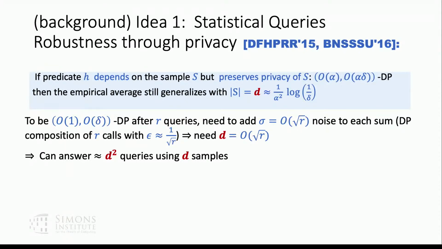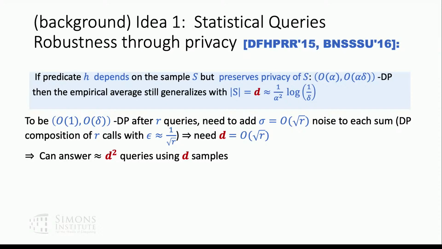Then as long as the predicates that we generate preserve this DP, the empirical average will still generalize. Meaning that the empirical average will not be too far off from the distribution, okay? So for that to happen, of course, we cannot report the empirical average each time, yeah?